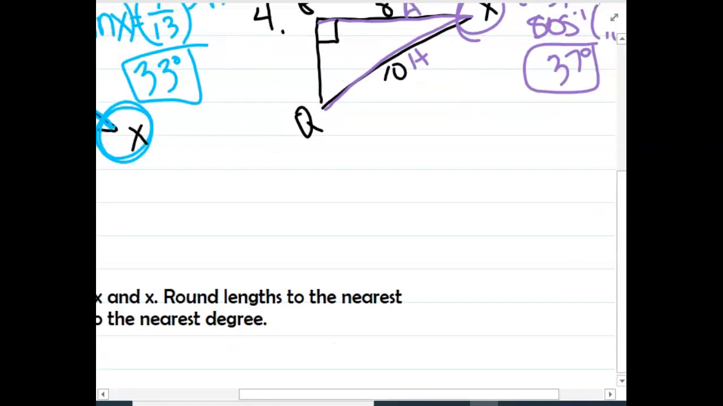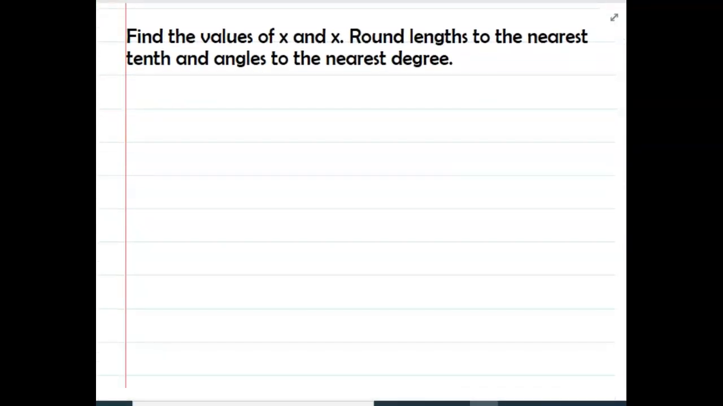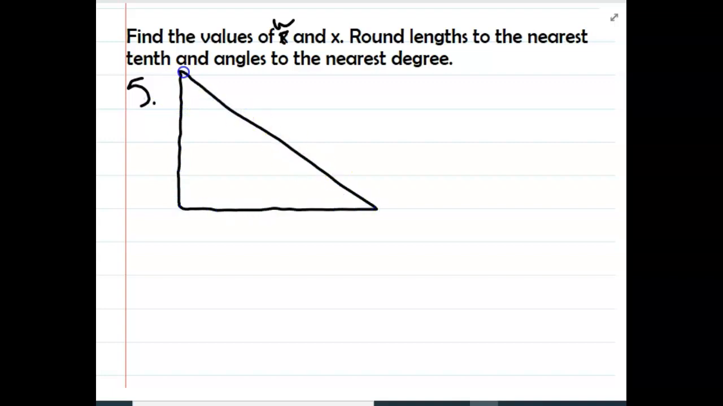Okay, the last thing we're going to do is a little bit of combining what we did yesterday with what we did today. So we're going to find the values of W and X. If it's a side length, we'll round to the nearest tenth. If it's an angle, we'll round to the nearest degree. So number 5, let's draw a big right triangle.